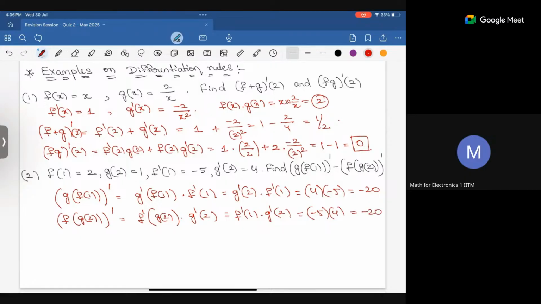Now I have to take the difference of these two. If I take the difference of these two, what will I get? 0. Right? So all I have to do is take the difference. I'll get minus 20 plus 20. It will be 0.